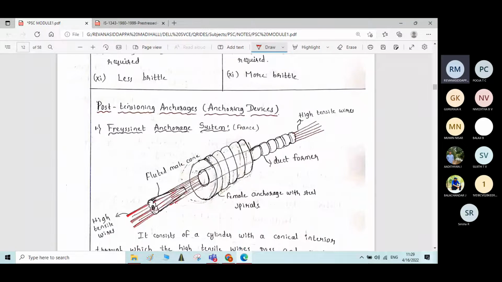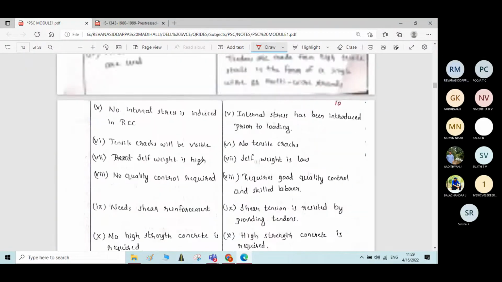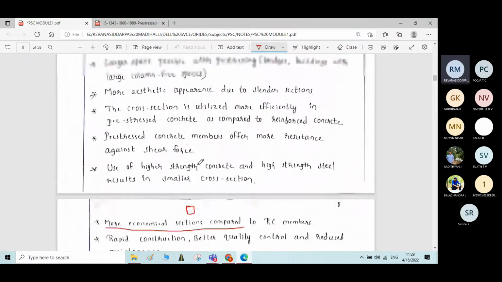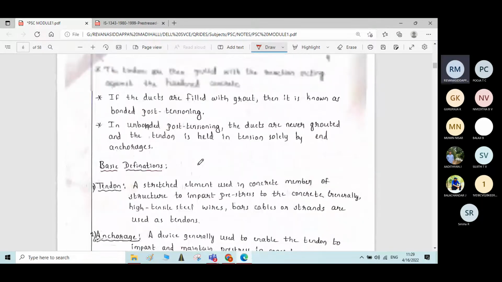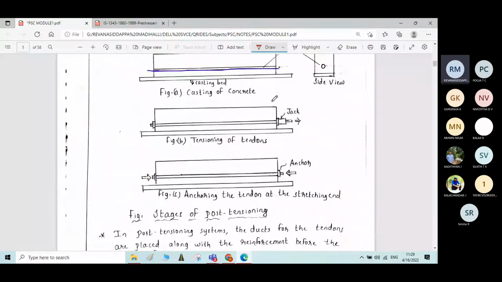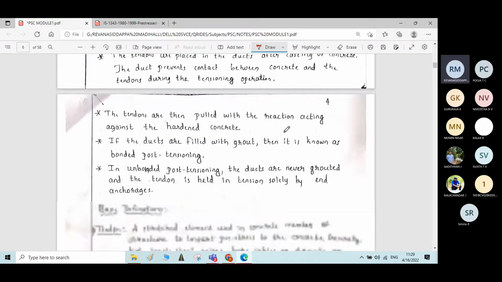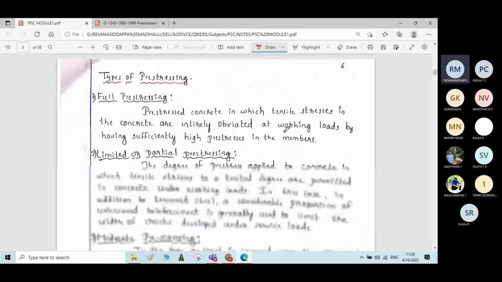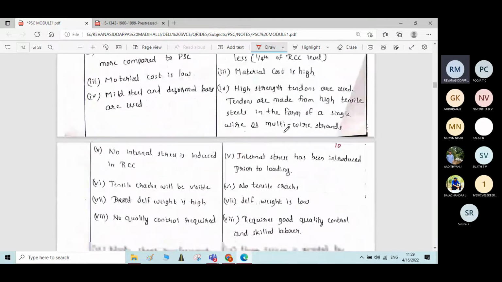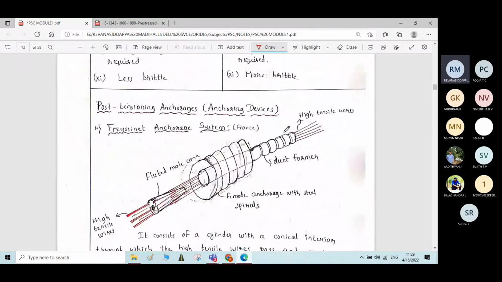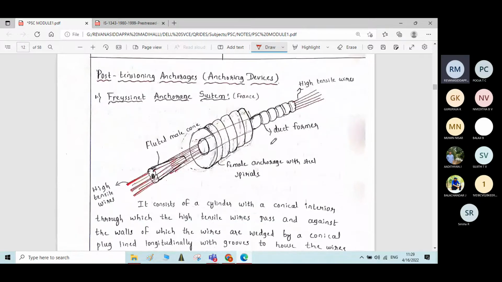As I said, for the post tensioning process, the tendon should be properly anchored at its edges. For anchoring these tendons, there are a few anchoring devices used in the industry. Let us see them one by one.